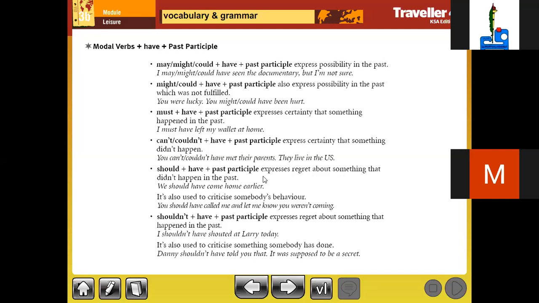يبقى we use should plus have plus past participle to express regret. تعبر عن ندمك about something that didn't happen in the past. I should have studied hard. كان لازم أذاكر كويس, but I didn't. So I regret not studying. أنا بندم على عدم المذاكرة now.